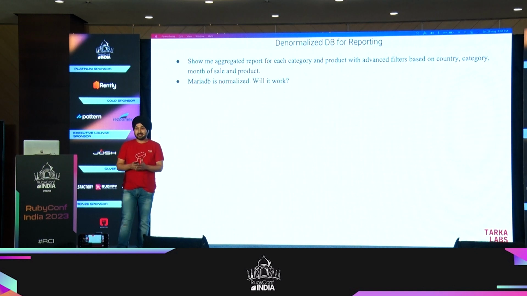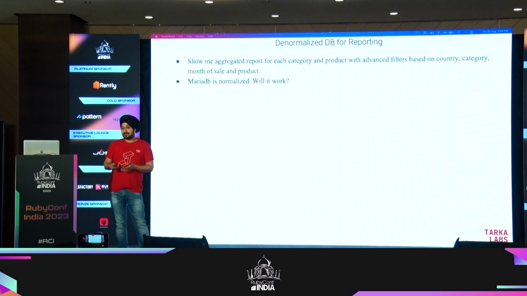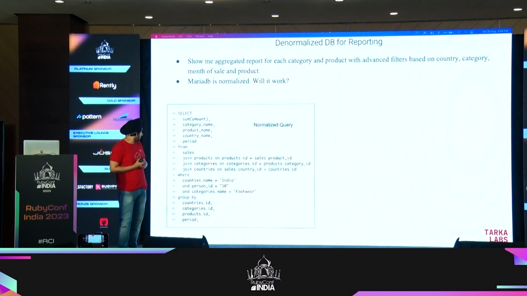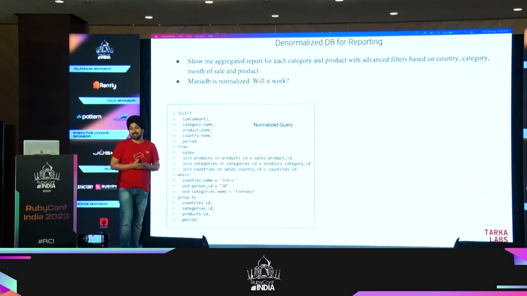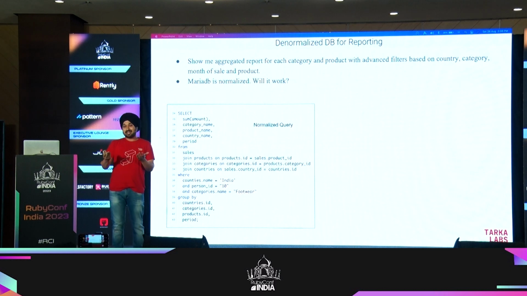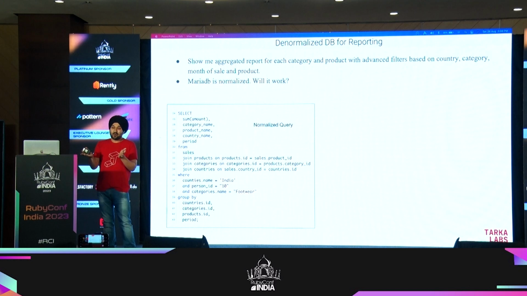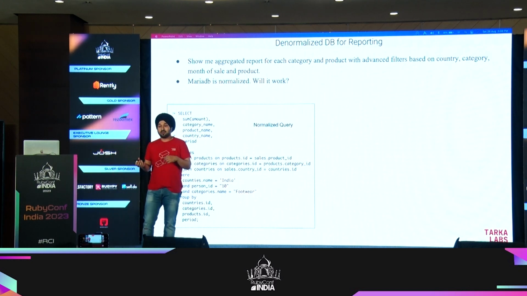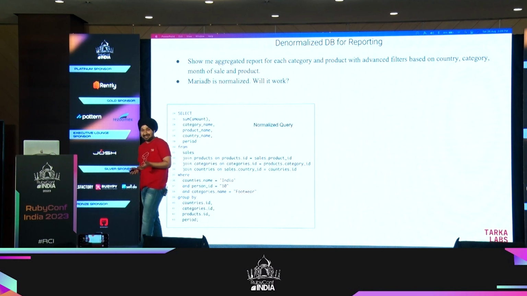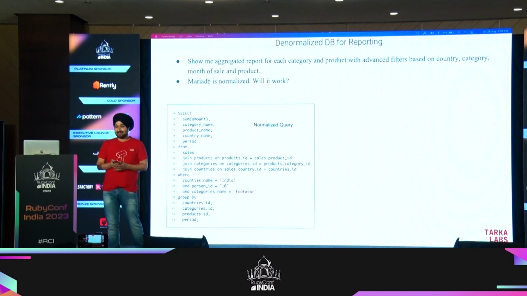I think if you have worked with databases, you would know what a normalized database is, right? This is a basic query, how it looks for a normalized database. You have sales, you have products, you have categories, countries. And to get the country name, to get the product name and anything, you have to do a join. Now, in simple words, it looks okay to have joins, but our sales table was huge. So when we wanted to do any kind of joins, the query would never return. We tried adding indexes as well, but it didn't work that well.